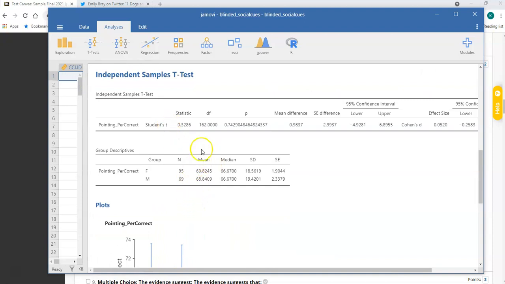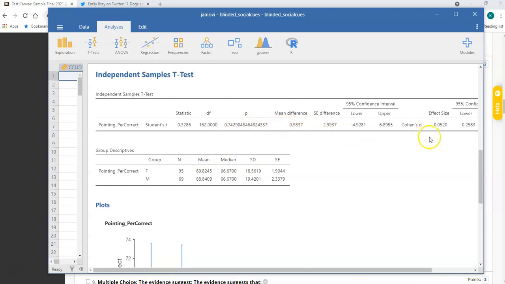Now, what are you going to need? Here's your degrees of freedom, and here's your t value, and here's your p value. Not a very compelling p-value, suggesting that the mean difference between performance by males and performance by females, which is down here, these are the two means, here's the mean difference. That mean difference is well within what you'd expect due to sampling error.